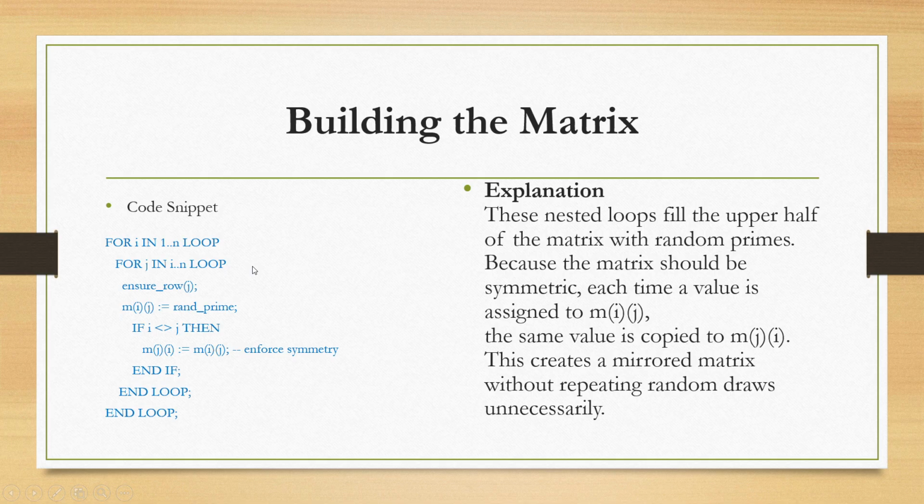Then we have to build the matrix to store those values. So here these nested loops fill the upper half of the matrix with random primes, because the matrix should be symmetric. Each time a value is assigned to m(i,j), the same value is copied to m(j,i). So this creates a mirrored matrix without repeating random draws unnecessarily.